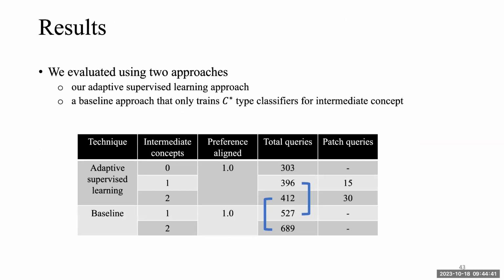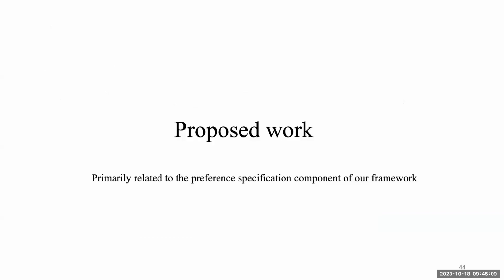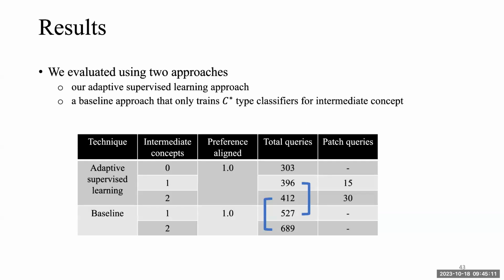For the results, we evaluated on 2 approaches. One was our adaptive supervised learning approach, and one was a baseline approach that only trains C-star style of classifiers for the intermediate concepts. So these are the three settings. In all the cases, the agent was able to align with the preference of the user. And we can see that when the number of intermediate concepts are the same, the total queries required by the adaptive learning approach is less than the baseline. Okay, so this is the current state of the work.